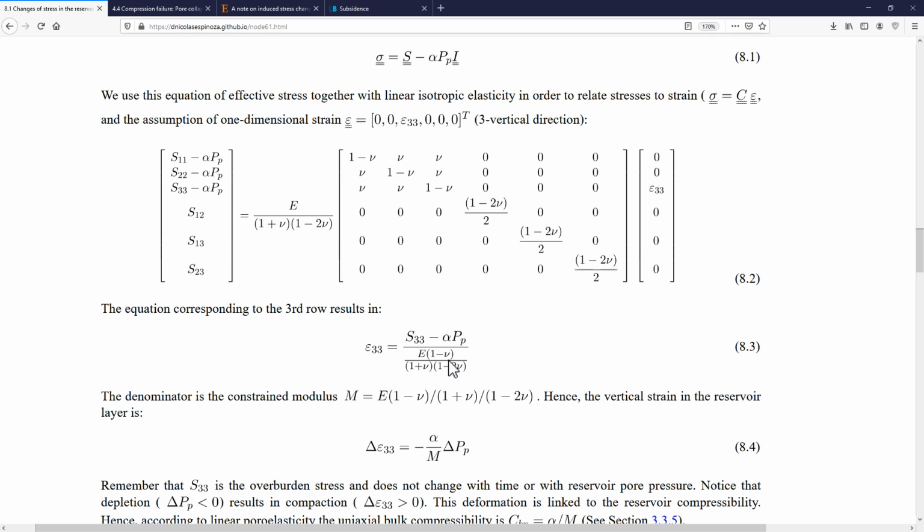With this equation now, we can predict the elastic strain caused by a change in pore pressure in the formation. And notice that in this equation, these are material parameters. Young modulus is going to be mostly constant. Poisson ratio is going to be constant. And the same for the Biot coefficient. The pore pressure is going to vary. And what about S33? S33 is the total vertical stress.